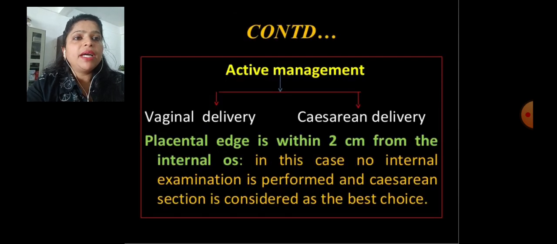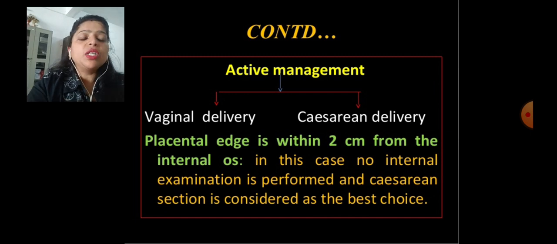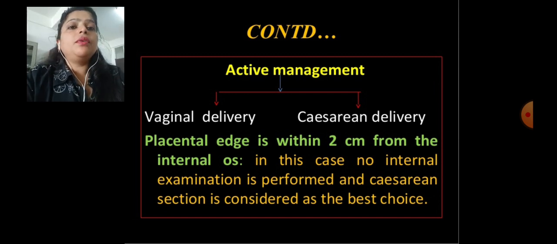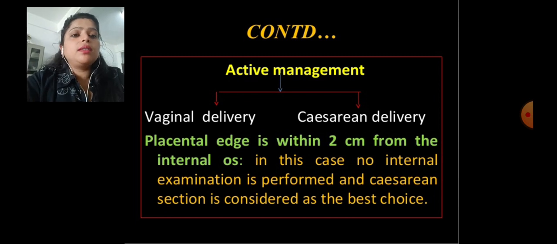So in active management, we have two types. The first one is vaginal delivery and the second is cesarean delivery. If the placental edge is within 2 cm from the internal os, in this case no internal examination is performed and cesarean section is considered the best choice. So here, as the placental edge is within 2 cm, no internal examination is done, and we take the female directly to cesarean section, as it is considered the best choice.